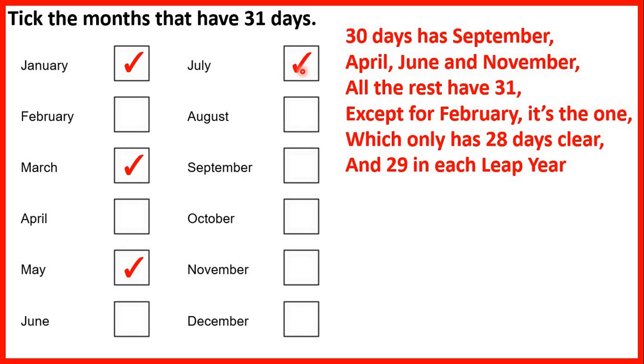We can tick July because that's not mentioned, and we can tick August. We don't want to tick September because that has 30 days. We can tick October. We don't want to tick November because that's another month with 30 days. And we can tick December because that's not mentioned in our poem.